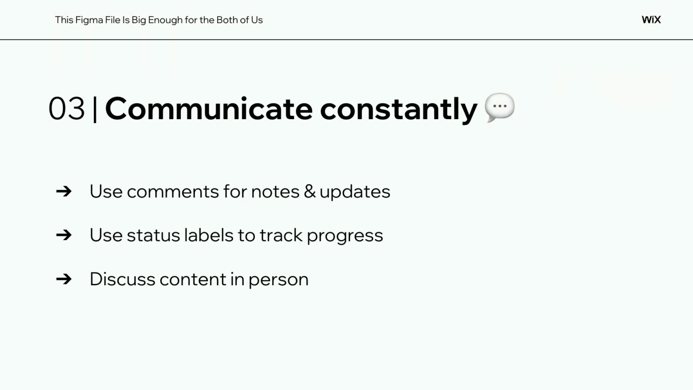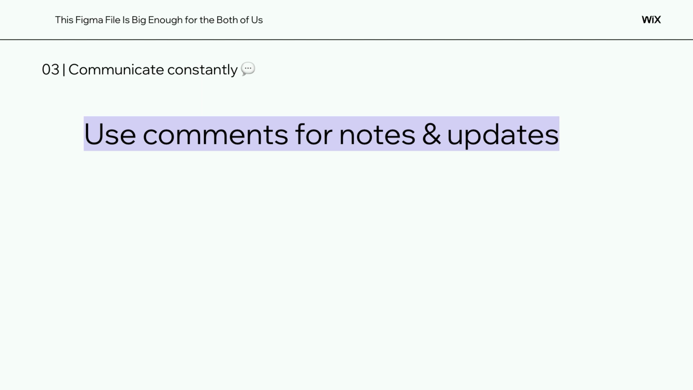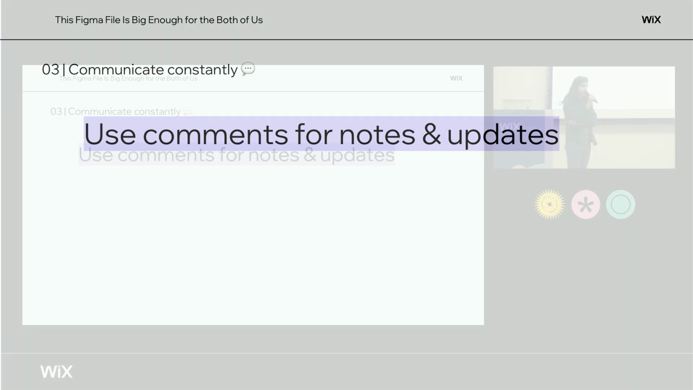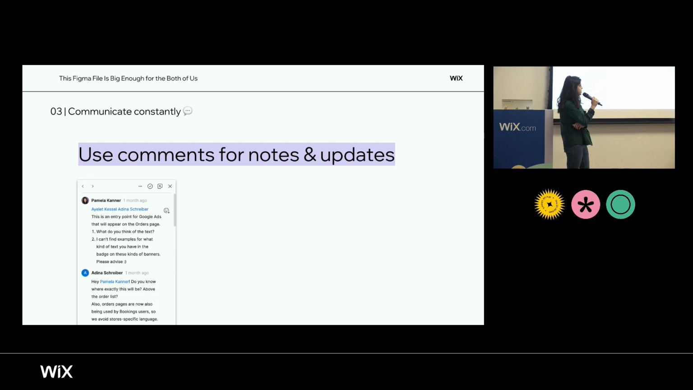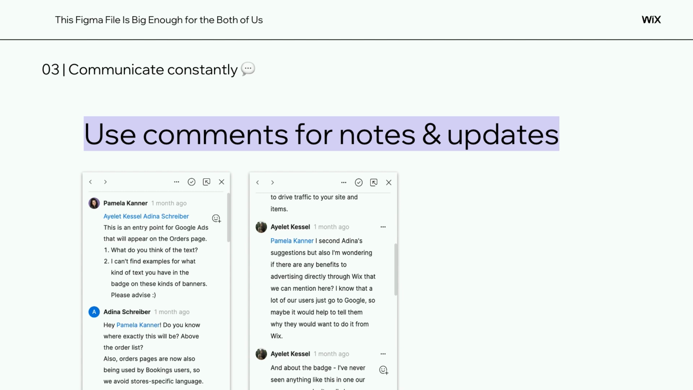And then the last part is really about communicating. Communicate constantly, right? So the first thing is comments. I think a lot of people, when they think about communicating in Figma, they think about comments. Because comments can be a really, really nice tool. They can help us communicate. But to be honest, they're not the best tool to be having long conversations.